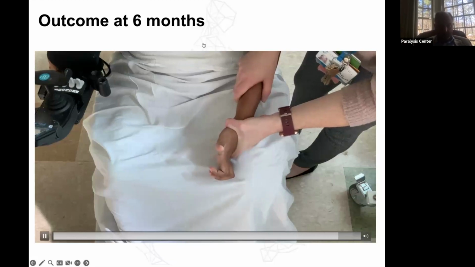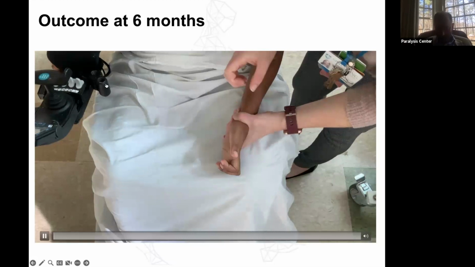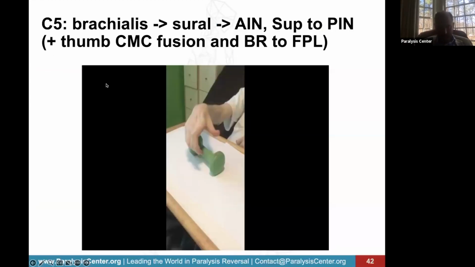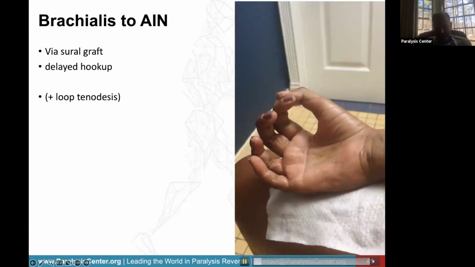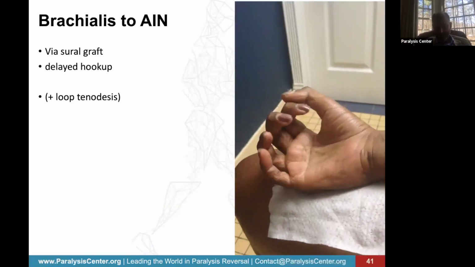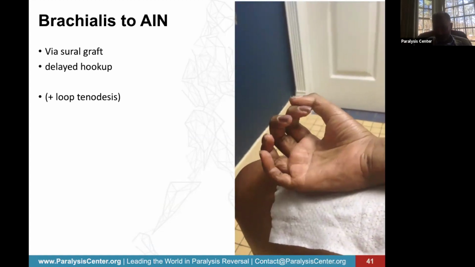Good. Looks great. All right, so this was the very first one we did with the sterile graft down the arm, and she's sent me videos later on. So that's the brachialis. Her arm is not lifting off her lap. She learned to close the hand very well with that.